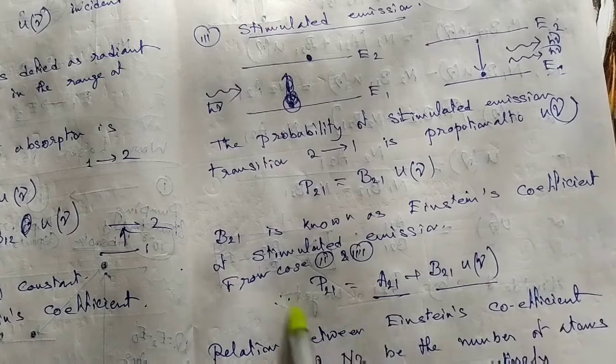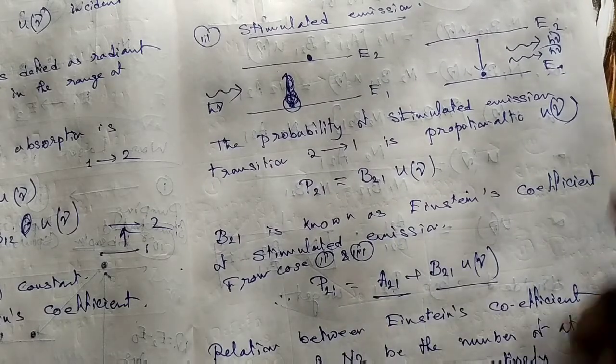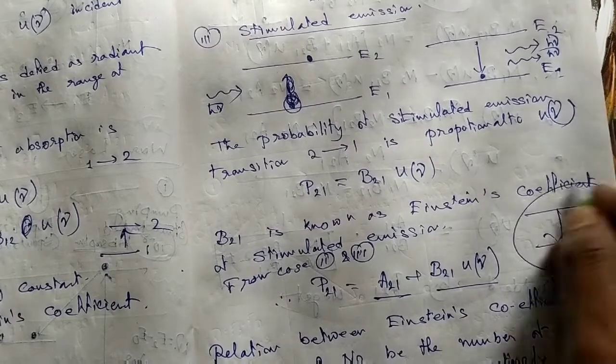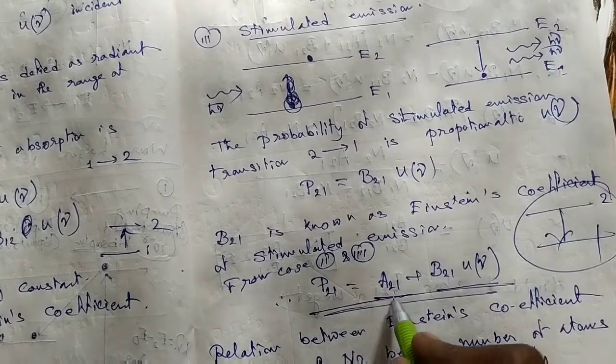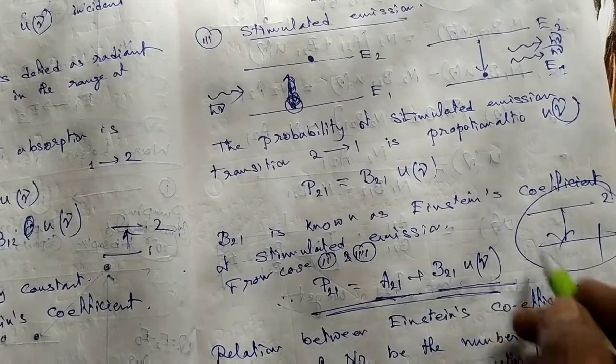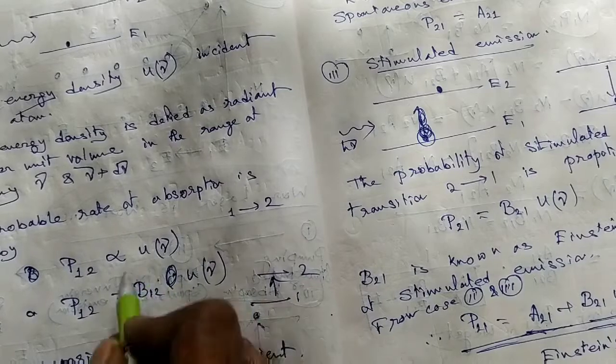So the total transition from the second state to the first state is defined by P21, which is equal to the spontaneous emission part plus the stimulated emission part. This is the total emission part, and this one is the total absorption part.